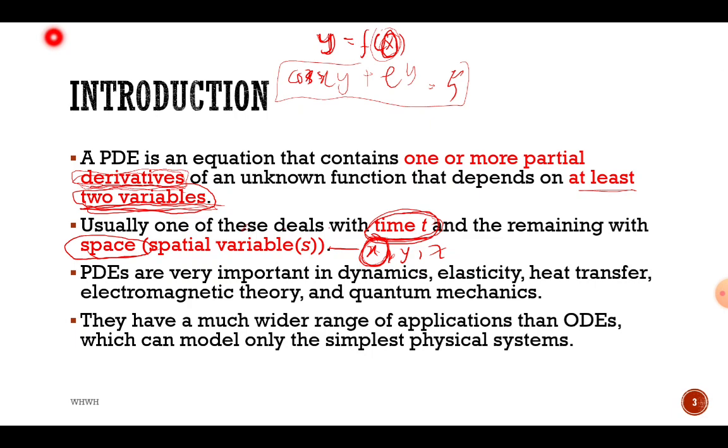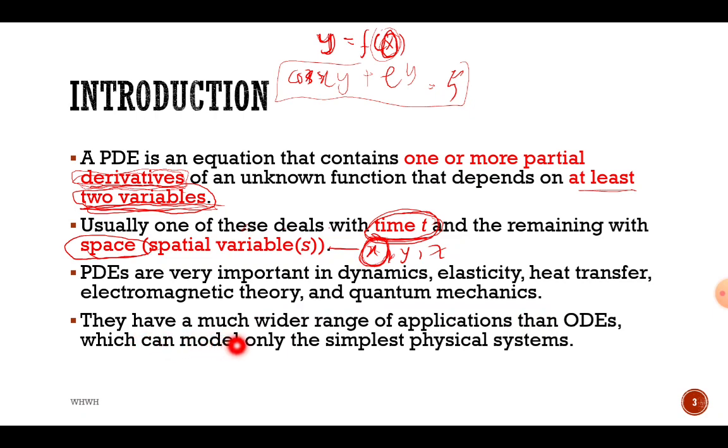You can see it looks more complex because the function depends on two variables, but in real life this is actually normal, meaning it is commonly used in real life applications. That's why PDEs are very important in dynamics, elasticity, heat transfer, electromagnetic theory and also quantum mechanics, because any signal always varies with time and distance. So from there we can see it depends on two variables, so it must have a wider range of application.